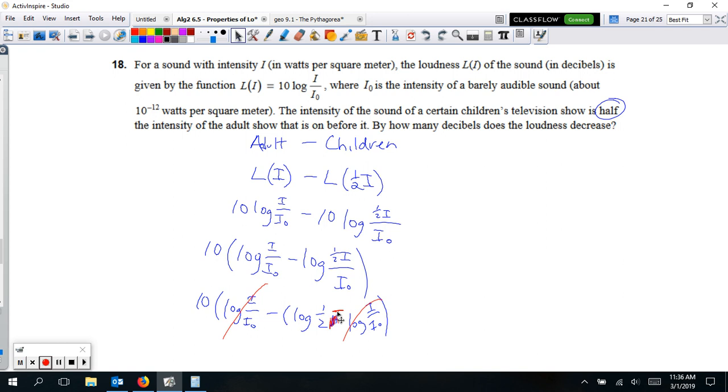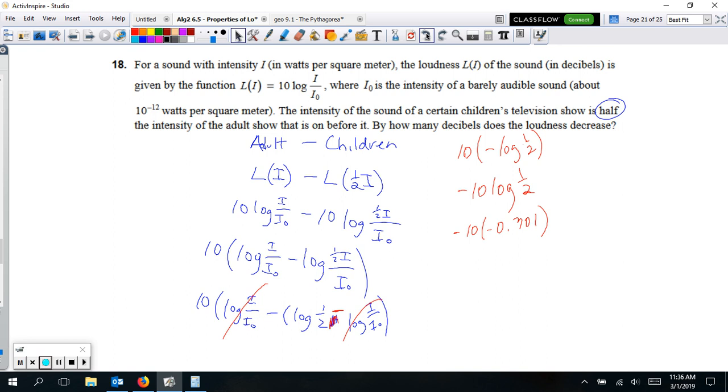And now we can see, as I crossed out these two, they are opposites of each other: log of I over I of 0, and this is minus log of I over I of 0. Those two are opposites of each other and cross each other out. All that's left is now this negative log of a half. So now we have 10 times a negative log of a half. What we can do there is figure out what that is. I'm going to just multiply 10 into that, so now it's negative 10 times log of a half.